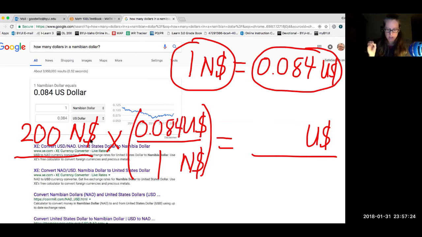0.084. And then we're going to do our multiplication. 200 times 0.084. I cannot do that in my head. 200 times 0.084. That is $16.80.